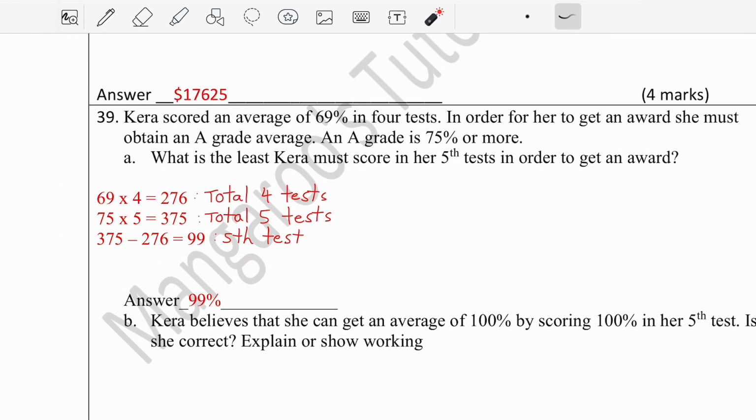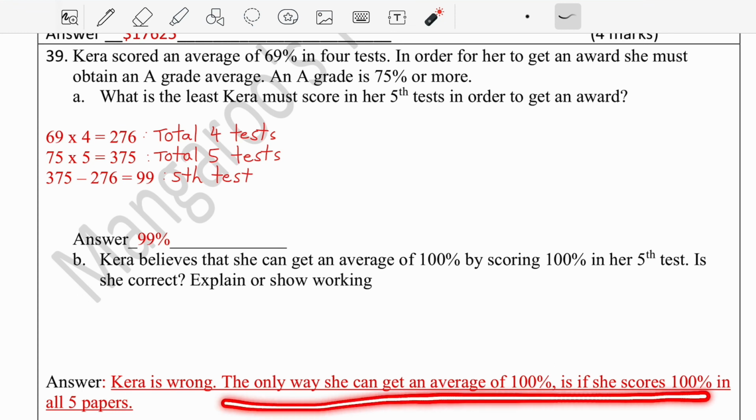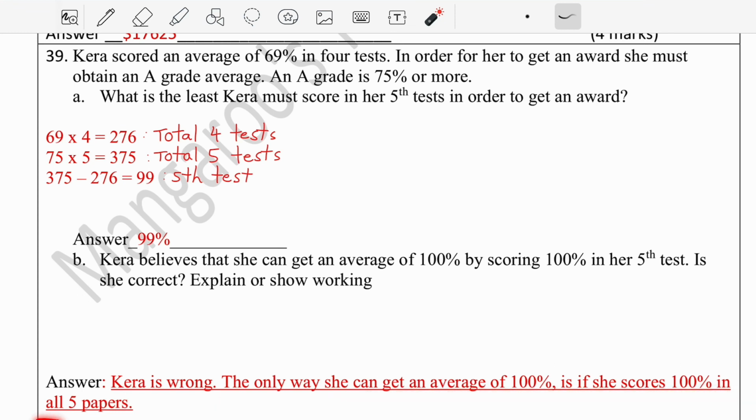And the only way that she can score an average of 100% in 5 tests is by scoring 100% in all 5 papers. So Kira is wrong. The only way she can get an average of 100% is if she scores 100% in all 5 papers. So once you express something similar, something resembling that, you will get the mark.